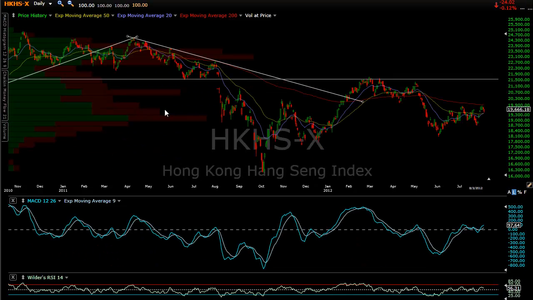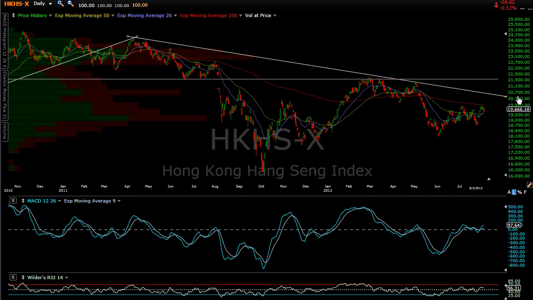Hong Kong, Hang Seng, nothing major. Actually, I didn't even mark this one up before today, but let's just extend this trend line out here. It has a ways to go. Of course, it's still in a downtrend as well.